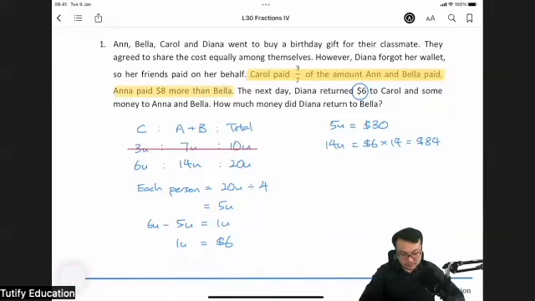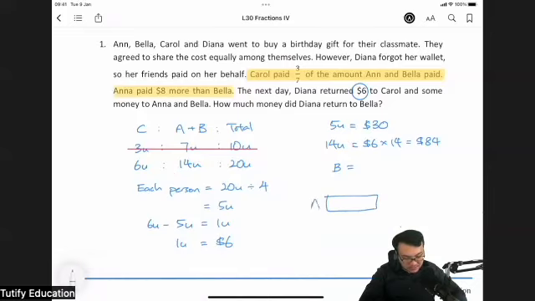You're trying to find how much money Anne and Bella paid. Very good. I'm trying to find the total amount of money that was paid by Anne and Bella, and I already found that it is $84. Okay, so now let us try to find how much Bella paid, because they already tell you that Anne paid more.